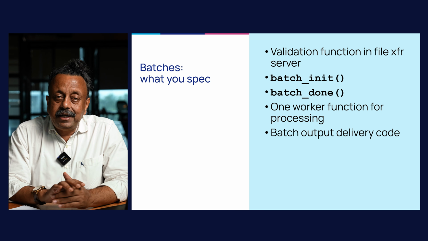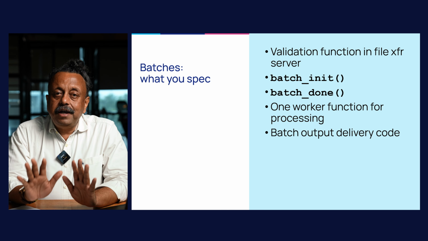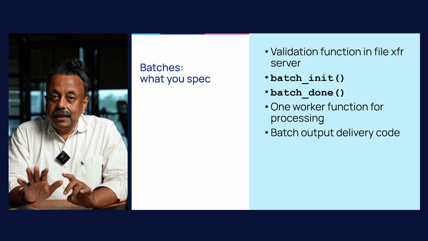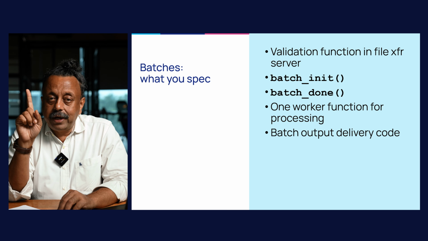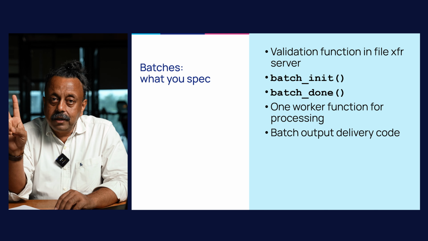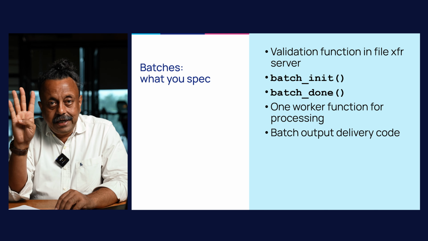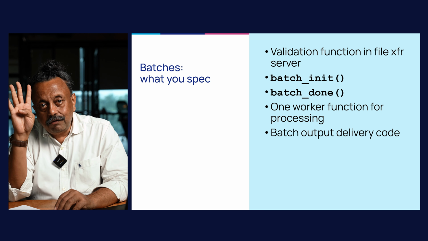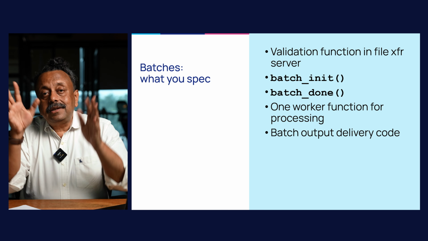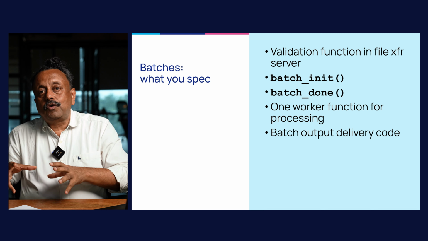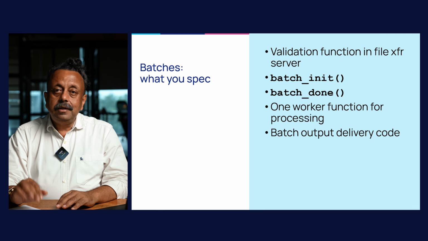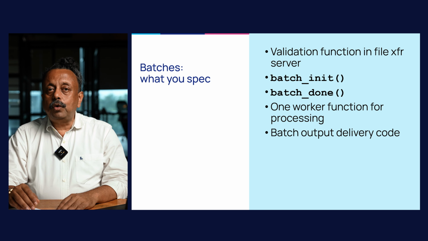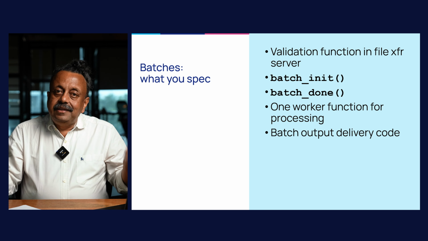Suppose your application has to handle 5 types of batches. For each type of batch, you need to write one batch init, one batch done, one worker function, and one validation function which will run inside your file transfer server. So with these 4 chunks of code, you implement one more batch type. If you have 5 batch types, that is 5 times 4 small chunks of code. Once the framework is ready, this is all you need to write for adding a new type of batch.